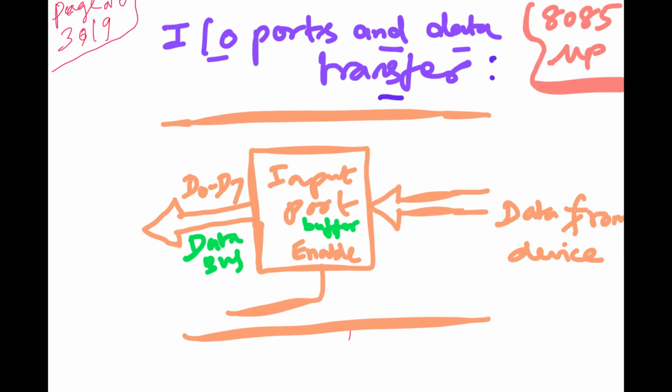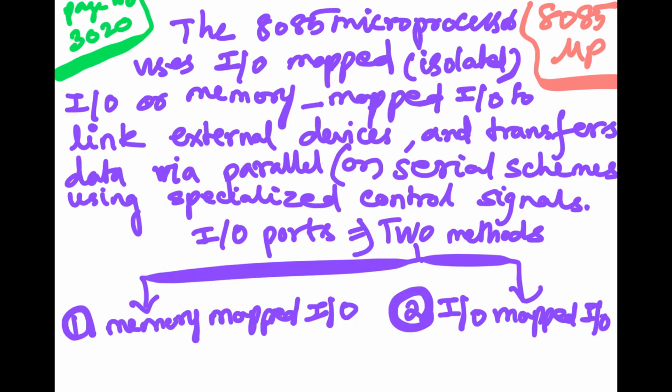The diagram is shown in the figure: input port, buffer enable, data bus D0 to D7, data from device, that is data bus output, data output, as shown in the figure, input port. The 8085 microprocessor uses I/O, that is input/output, mapped, isolated I/O or memory mapped I/O to link external devices and transfers data via parallel or serial schemes using specialized control signals.